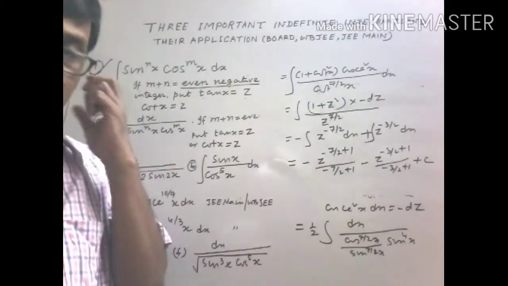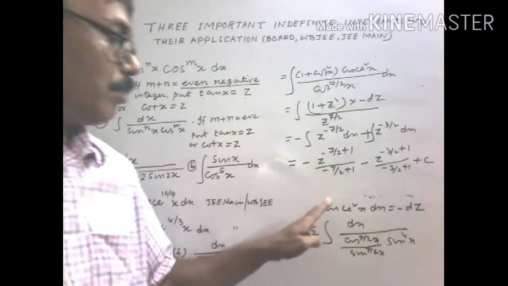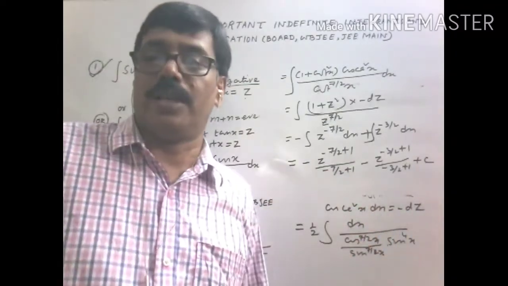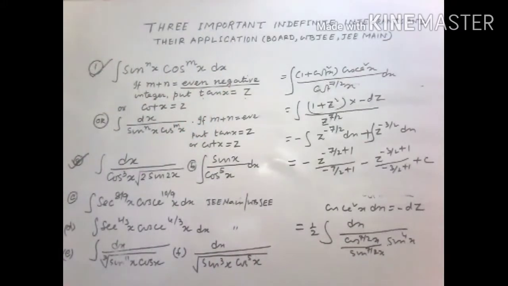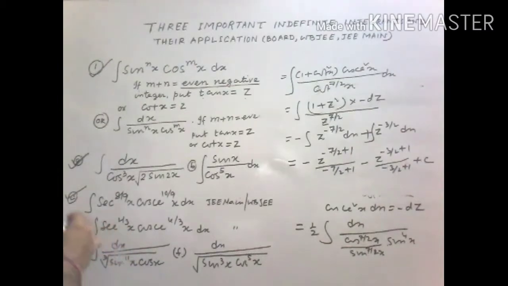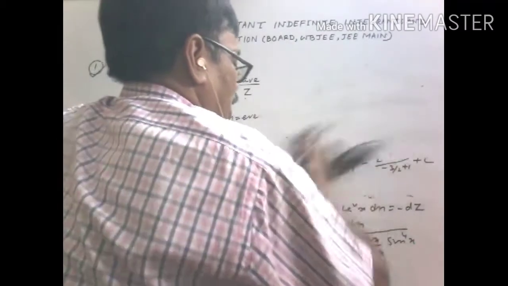So look, if we know the rule, then we can put the particular substitution. Otherwise, we have to use the trial and error method. Now look, one more problem: the integral of sec to the power 8 by 9 cosec to the power 10 by 9, exactly the same. This is a problem from JEE Main 2020. Now look how simple it is. So consider problem number C.